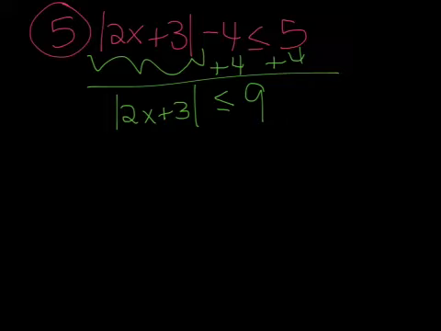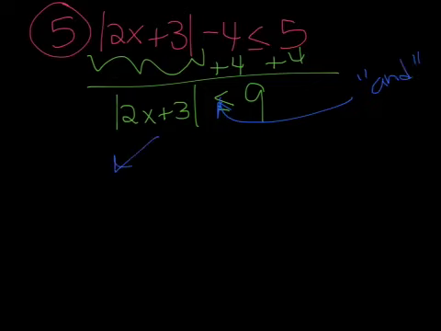Next thing I need to do is to split it up into 2. By the way, at this point you can look and see what type of inequality it is. It's absolute value is less than, which means it's an and.